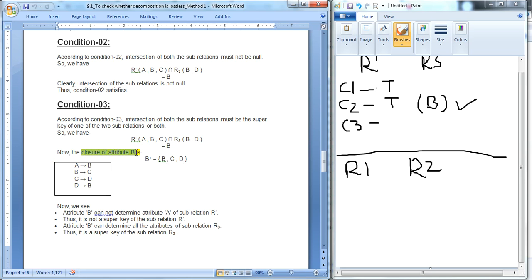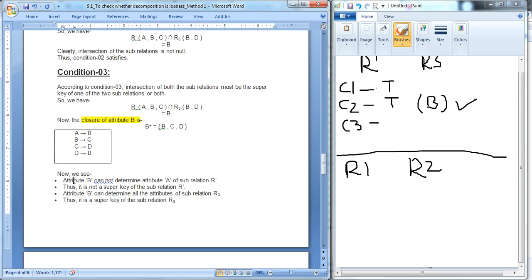This is the way to get the closure of a particular attribute with the help of the functional dependencies. If the dependency C to D is not available here, then the closure of attribute B is B and C, not D, because that one is not available. This is the simple way to check the closure of an attribute. Okay, this is simply the condition. Now we see attribute B cannot be determined attribute A of a sub relation R dash, right?